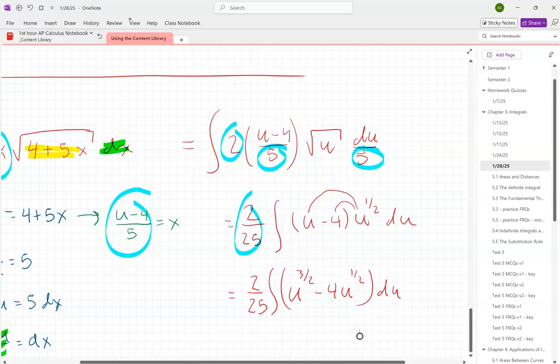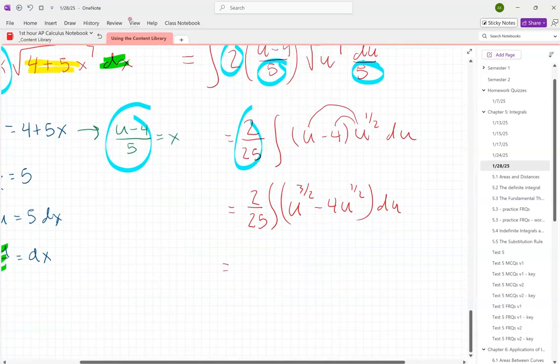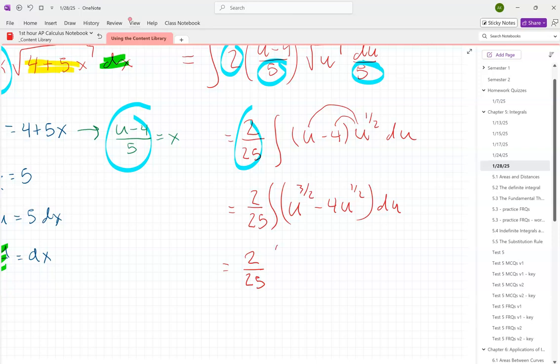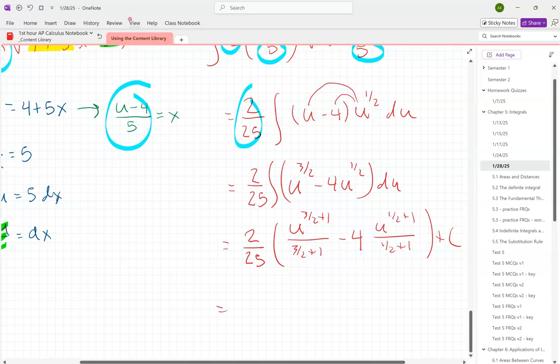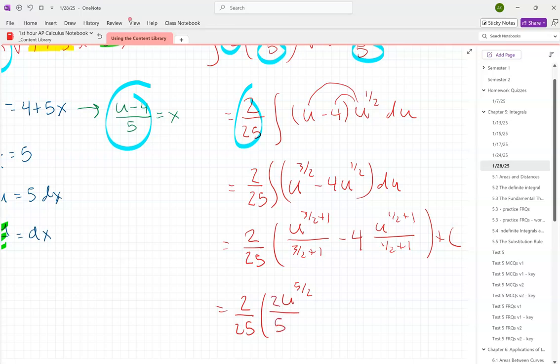Now that I've done this, I've gotten this into a form where I can do my antiderivative rules, because now this is just a power rule antiderivative. So that's going to be u to the 3/2 plus 1 over 3/2 plus 1, minus 4 times u to the 1/2 plus 1 over 1/2 plus 1. And then I have my plus c at the end. So that's 2 over 25, and that's going to be u to the 5/2, and it'll be like 2/5 there, minus 4u to the 3/2. And actually that'll be like 8 then.